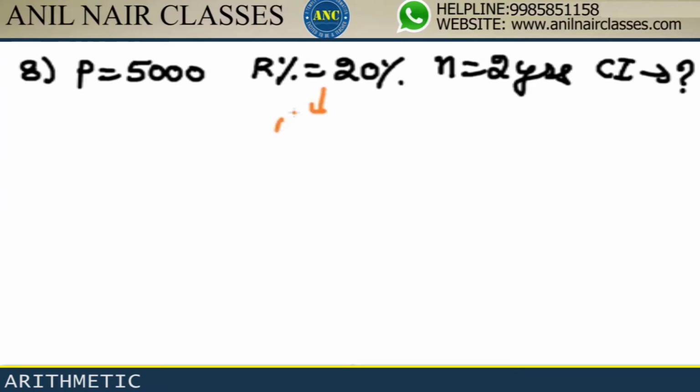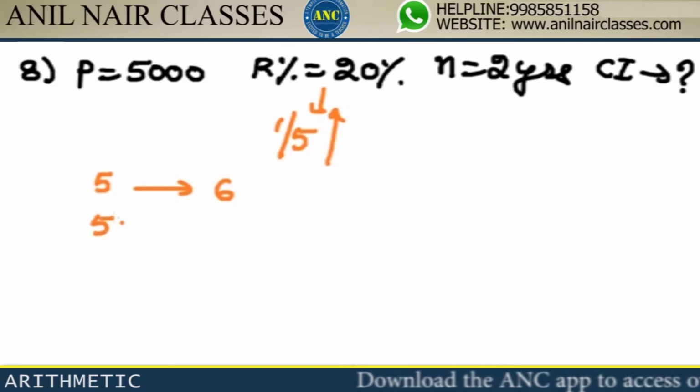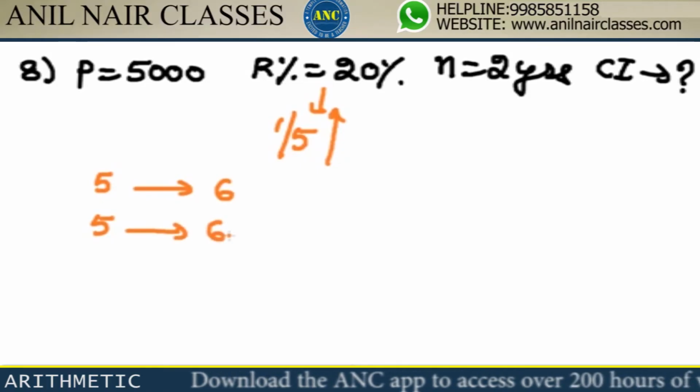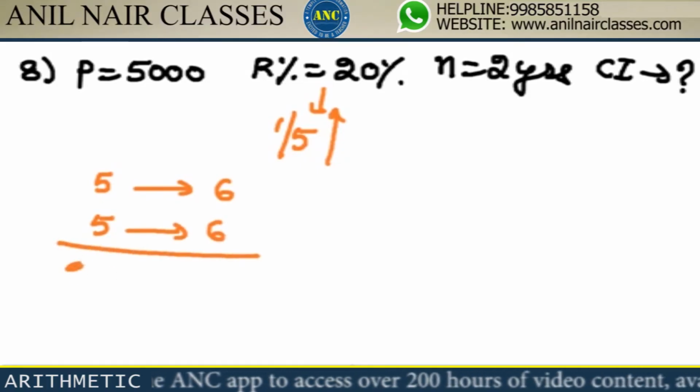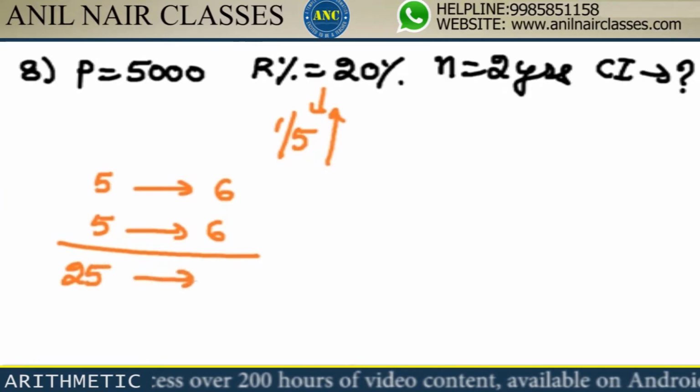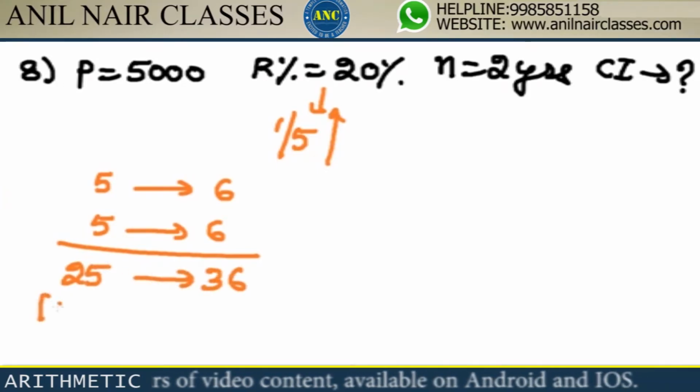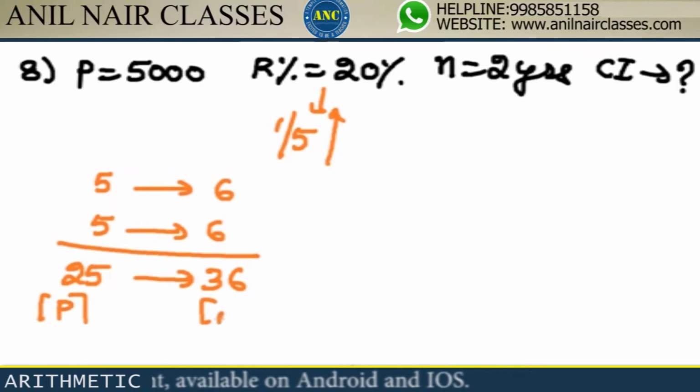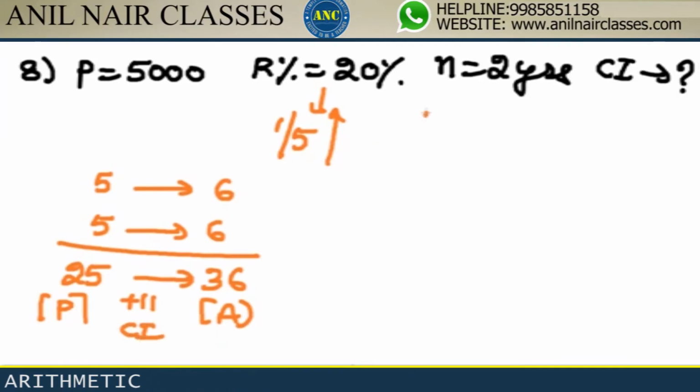20%, 20% is 1 by 5. Rate means increase. Original value is 5. Now it became 1 increase on 5, which is 6. Original value is 5, there is an increase of 1 on 5, 6. So this is nothing but 25 and this is nothing but 36. Principal is 25, amount is 36, extra is nothing but CI. That means if the principal is 25, compound interest is 11.